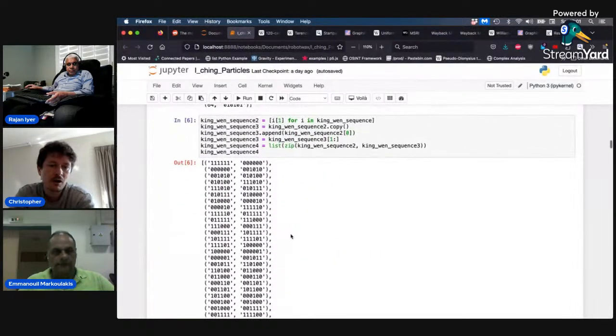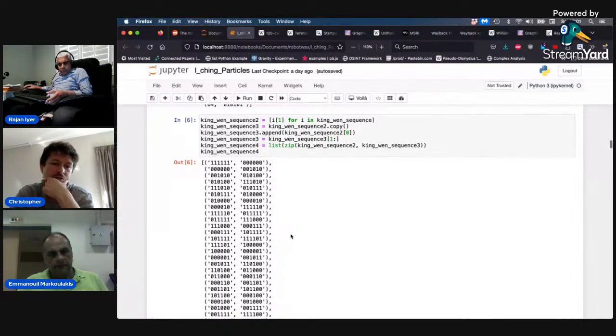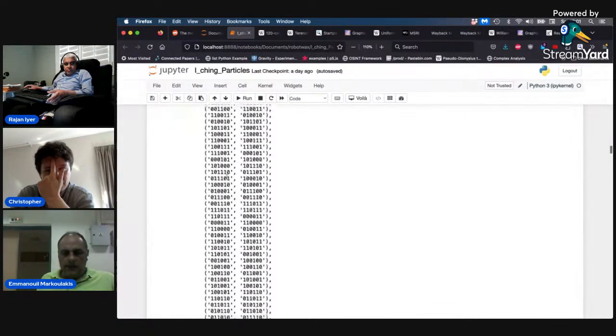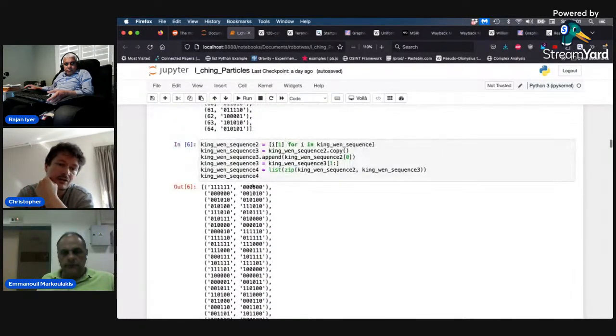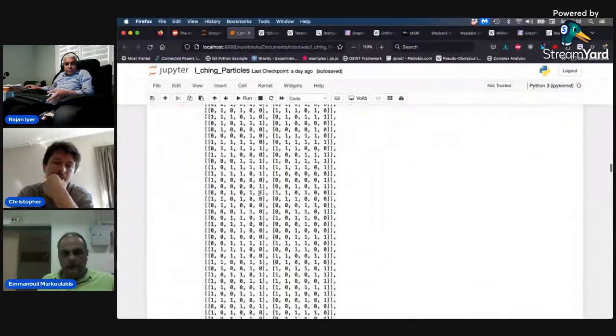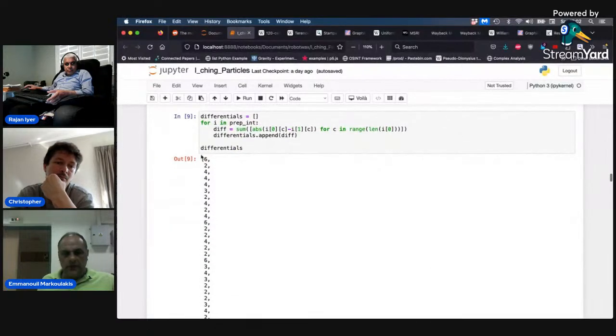Now, here's the part that McKenna contributed. This is the list of hexagrams in the King Wen order. And then we just shift them back by 1 and take the difference. So here, all the 1s are different to this, so the difference is 6. But here, there's 2, so the difference is 2. So these are the differentials between all the hexagrams. This is just how we get them. So 6, 2, 4, 3, 2.